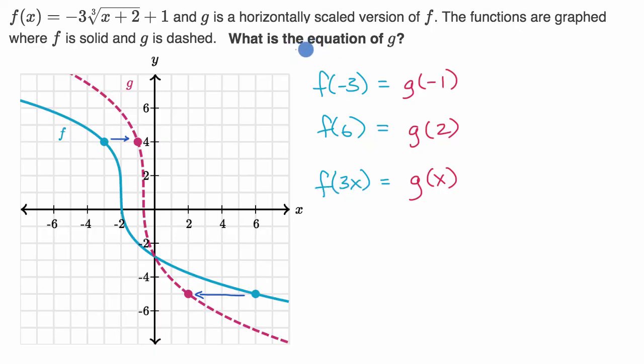And so if you want to know the equation of g, we just evaluate f of 3x. So f of 3x is going to be equal to -3 times the cube root of, instead of an x, I'll put a 3x right over there, 3x plus 2, and then we have plus 1. And that's it. That's what g of x is equal to. It's equal to f of 3x, which is that. We substituted this x with a 3x. And we are done.